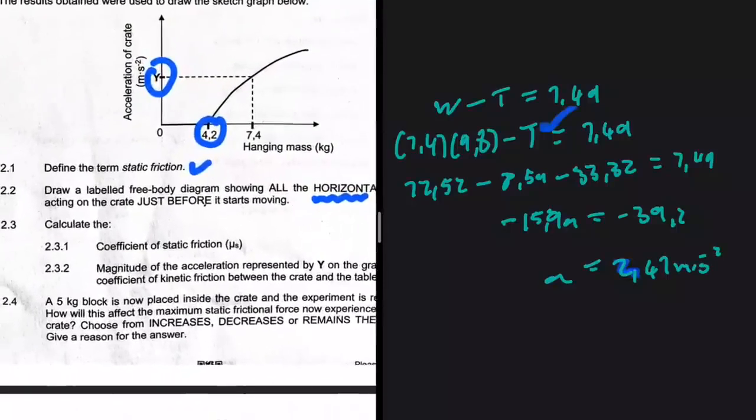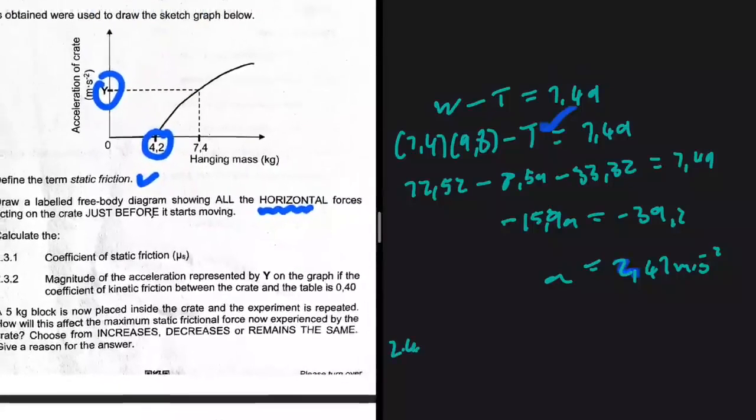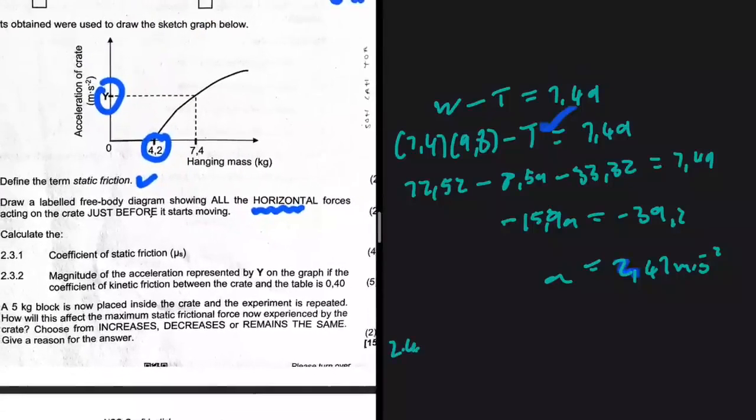And here's the question for you, 2.4. A 5 kg block is now placed inside the crate and the experiment is repeated. How will this affect the maximum static frictional force now experienced by the crate? Choose from increases, decreases, or remains the same. Give a reason for your answer. So what is your answer to 2.4? And why are you saying so? Apart from that, let me know which question you want me to do next.